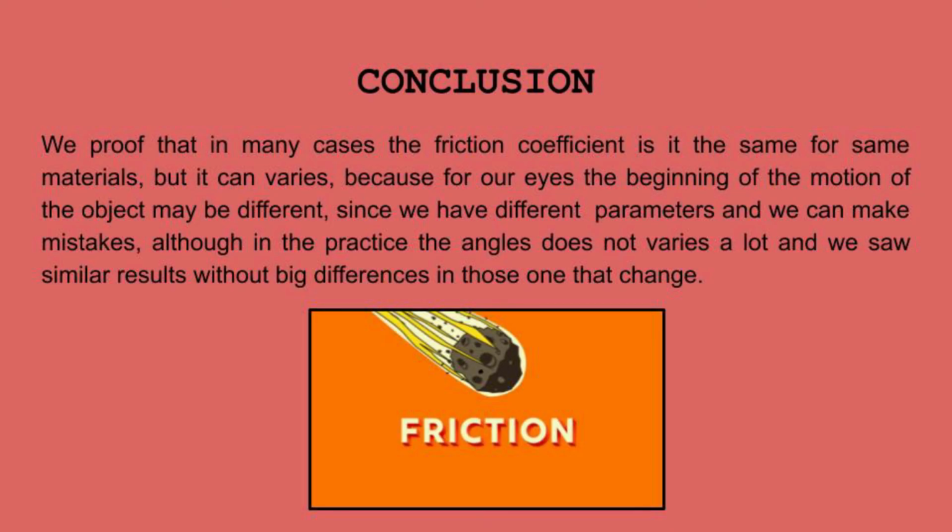We prove that in many cases, the friction coefficient is the same for the same material, but it can vary, because the beginning of the motion may be different, since we have different parameters, and we can make mistakes. Also, in practice, the angles did not vary a lot, and we saw similar results without big differences in those that changed.